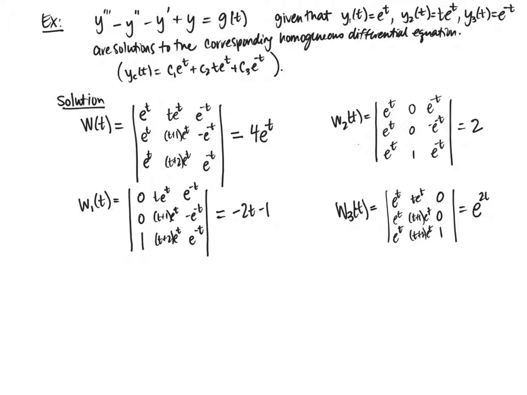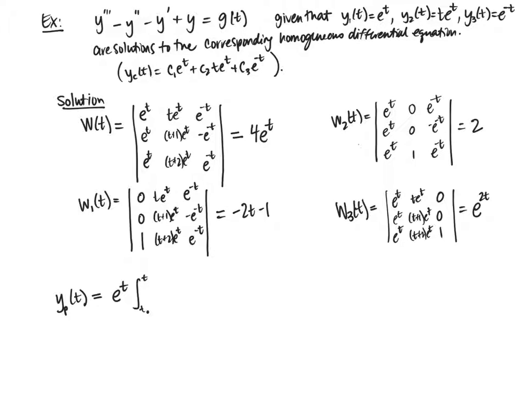All right, so now I'm ready to plug it all into my particular solution. So I'll do yp of t is equal to, okay, the first thing I want to do is my y1 of t. So what is y1 of t? y1 of t is e to the t. And then I want to do that times the integral from t naught to t. I wasn't told what t naught was, but anyway, we'll just write it out like this.